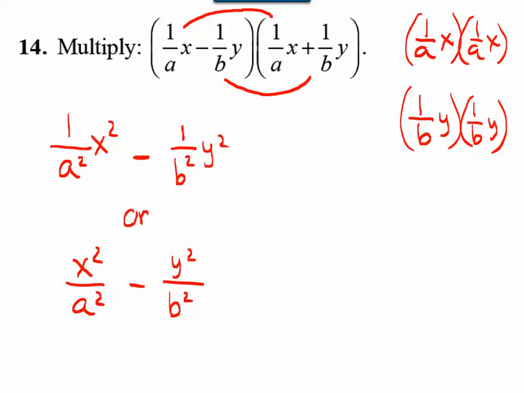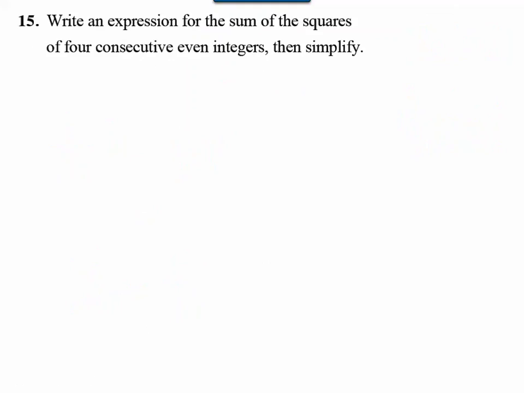Okay, and of course we've got to get that word problem in as the last one. Write an expression for the sum of the squares of 4 consecutive even integers, then simplify.